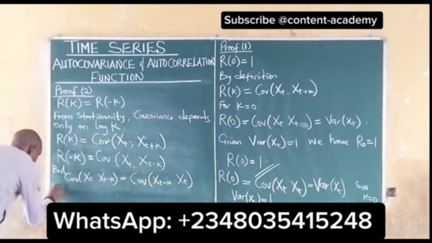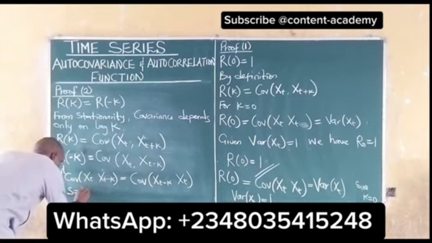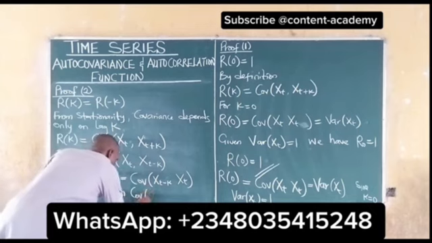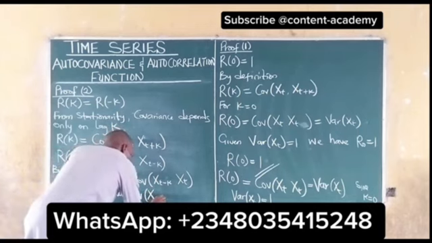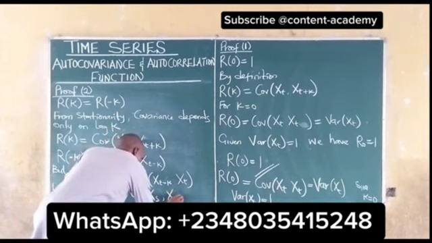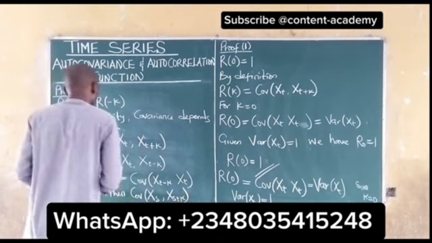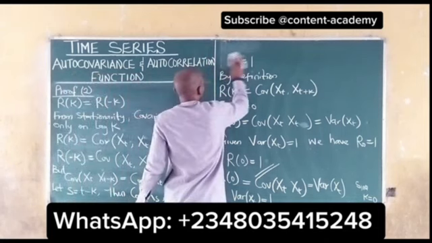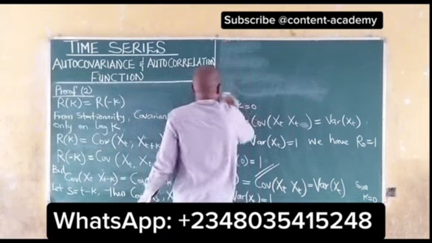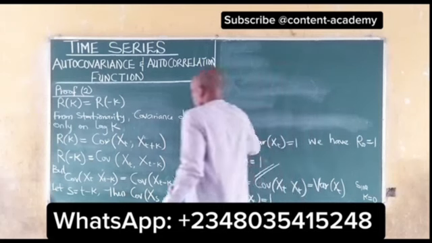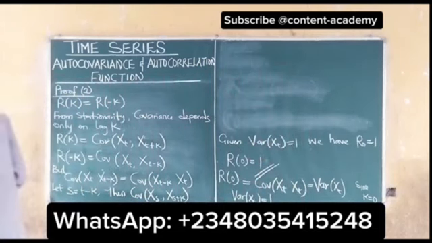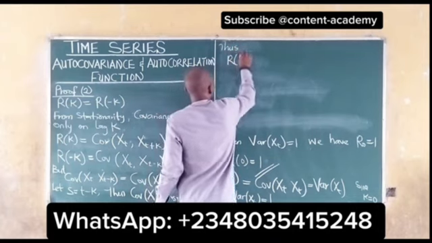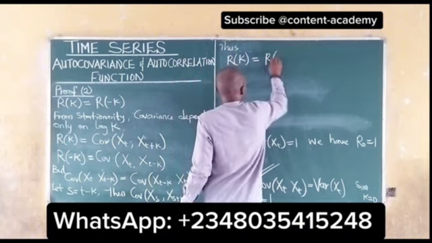Of course, we say let s is equal to t minus k. If s is equal to t minus k, then the covariance of x_s and x_{s+k} we can write as this. Thus, we can move over to this other side of the board. If what I've written here is true, then we can write thus R_k, which is our covariance function, is equal to R_{-k}.